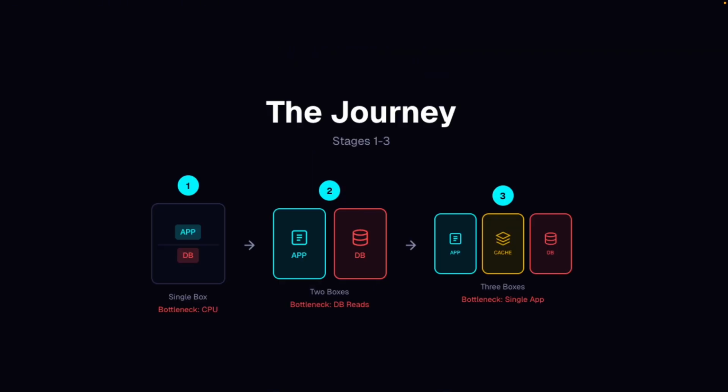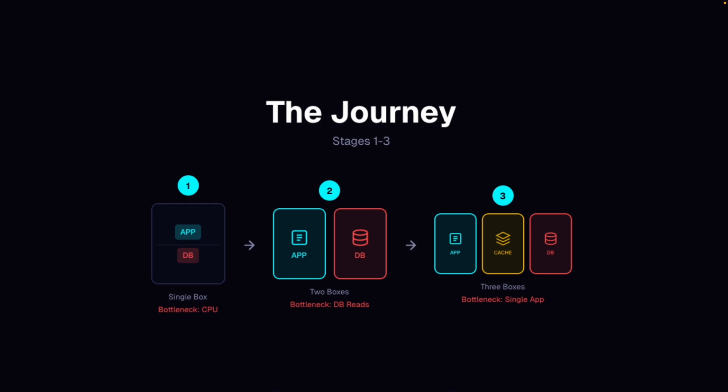Now, let's tell a story, the story of application X. Let's watch how AppX evolved from a garage project to a Silicon Valley giant. Stage 1, the garage, 0 to 1000 users. So we have one server, the app and database live together. It's simple and it's cheap. Now the problem: the app starts eating all the CPU and the database chokes. Now we move to stage 2. We split them up. One server for the app and one server for the database.